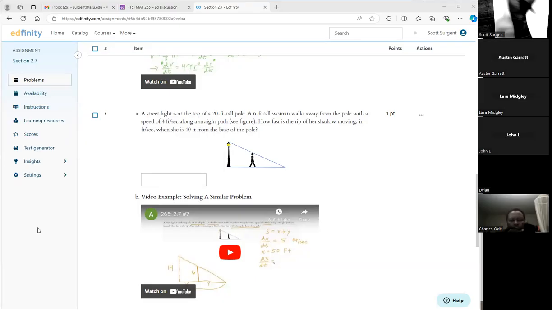2.7, number 7. A street light is at the top of a 20-foot pole. I'm going to draw a schematic here. A 6-foot tall woman is walking away from the pole with a speed of 4 feet per second. How fast is the tip of her shadow moving in feet per second when she's 40 feet from the base of the pole?